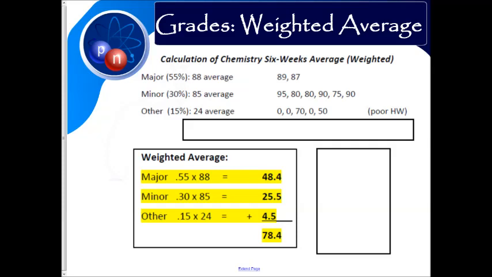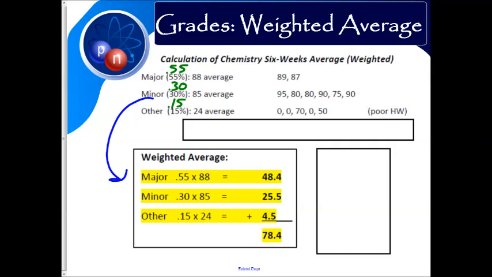So we change the percent from 55% to 0.55, 30% becomes 0.30, and 15% is 0.15. We're going to multiply all of those times the grade. So major grades, 0.55 times 88 is going to get me 48.4 points. Minors give me 25.5 points. Other grades only going to get me 4.5 points. So when I add it up, my weighted average is a 78.4.